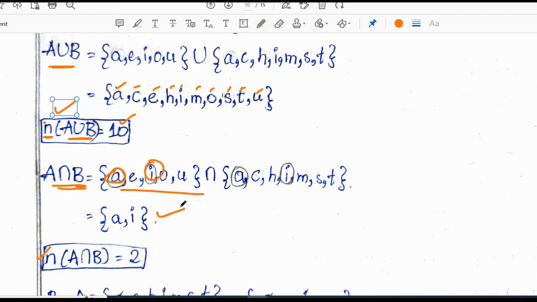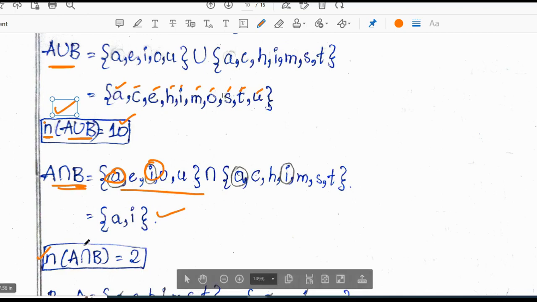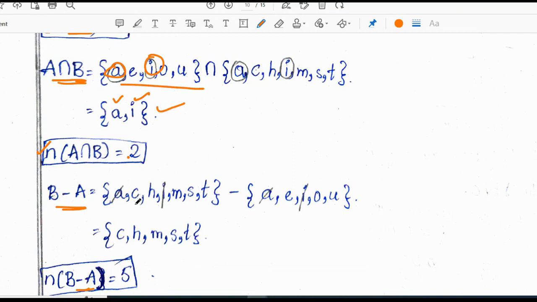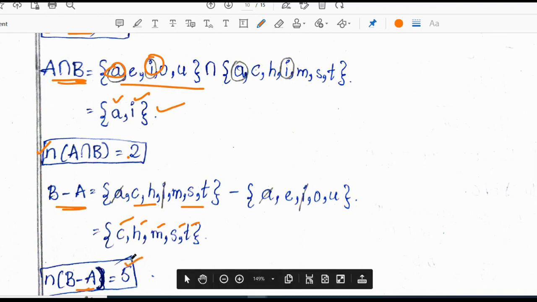So A intersection B is the set, and the number of elements in A intersection B is 2. Next is B minus A. To find the number of elements in B minus A, first we need to find B minus A. Cancelling the like terms in both the sets, the remaining elements in the second set are B minus A, which is C, H, M, S, T. There are 5 elements in B minus A, therefore n of B minus A is equal to 5.